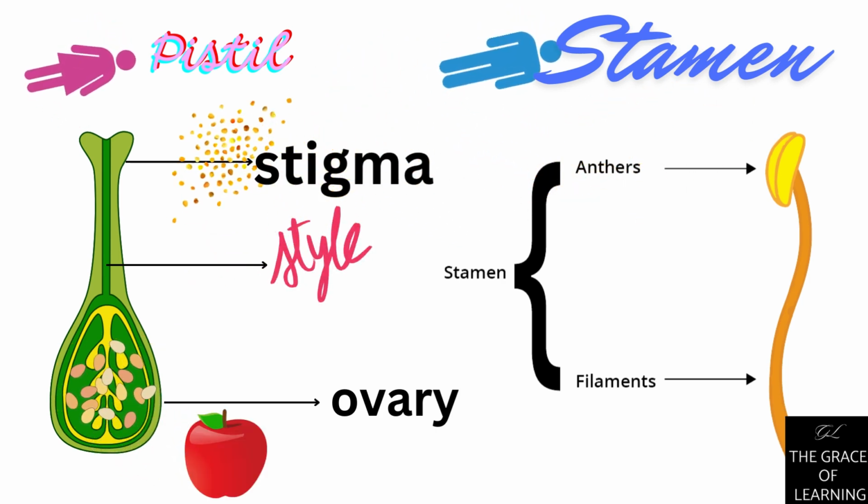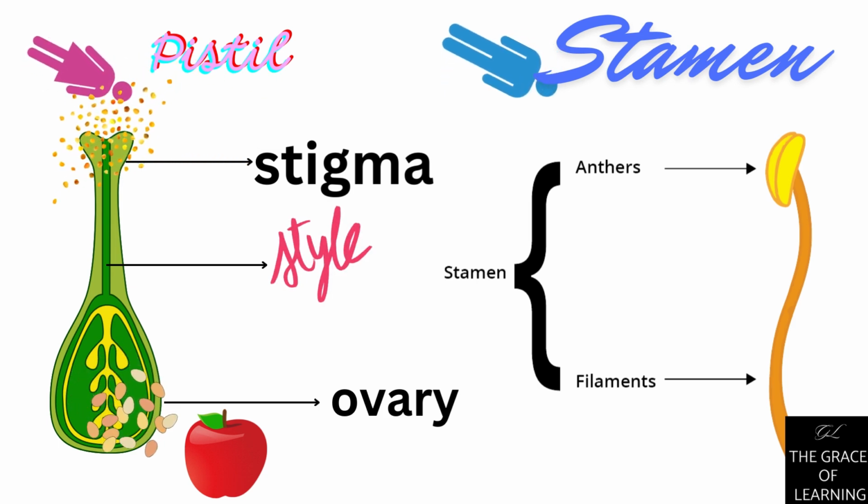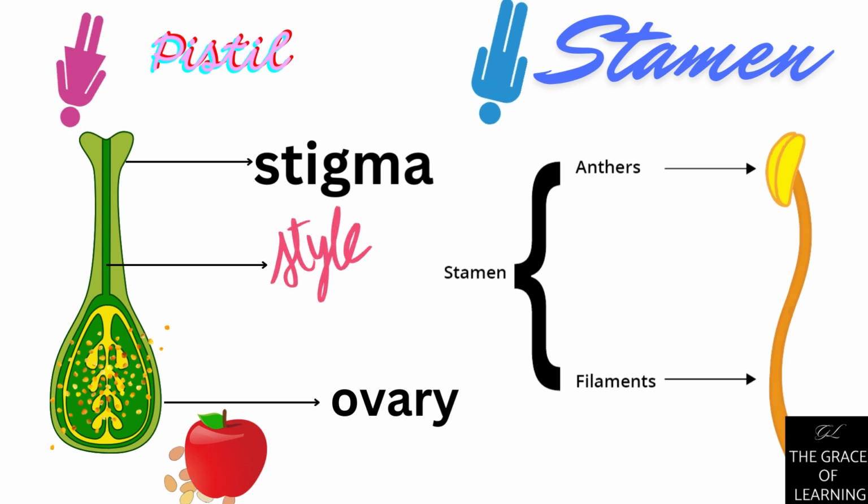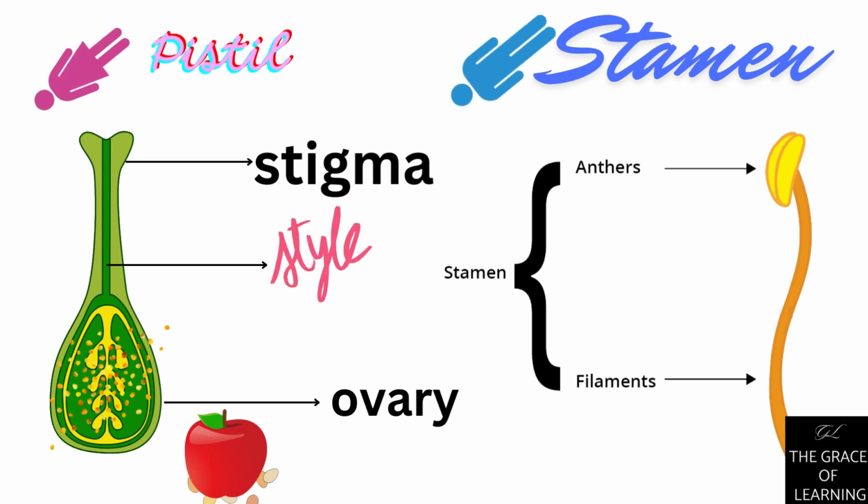structure that connects the stigma to the ovary; and the ovary, the base part, which contains ovules. The ovules develop into seeds, and the ovary becomes the fruit.